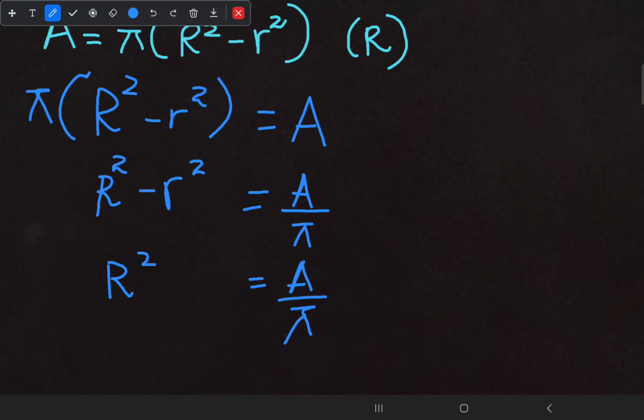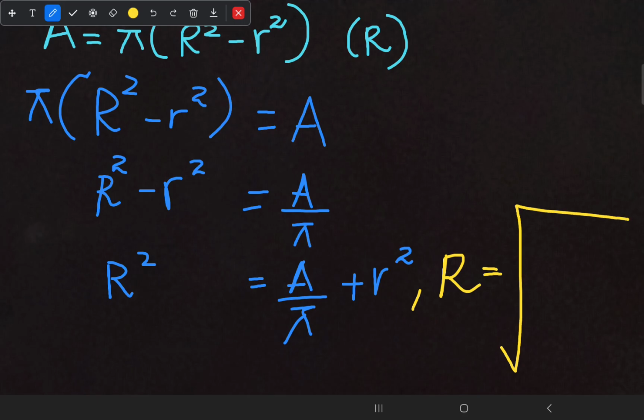This minus simple r square will become positive r square. Then to finalize your r value, r is going to equal the square root of all these functions. So A upon 5 plus R square. A upon 5 plus R square.